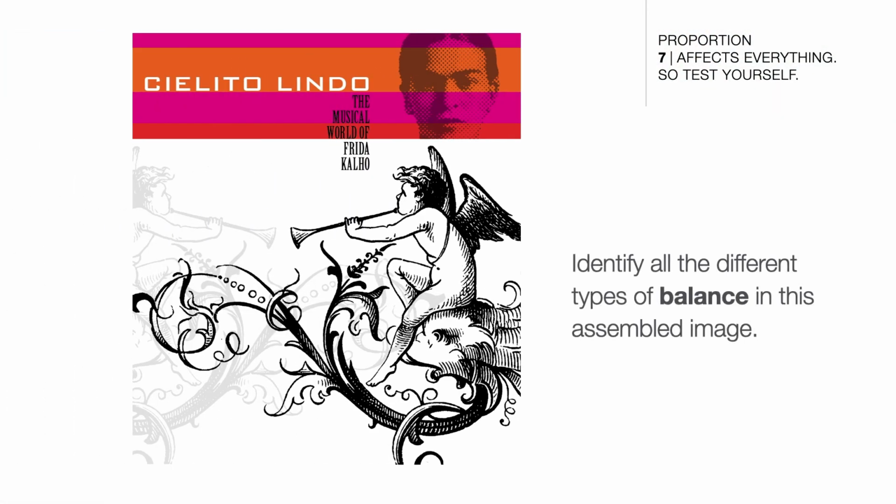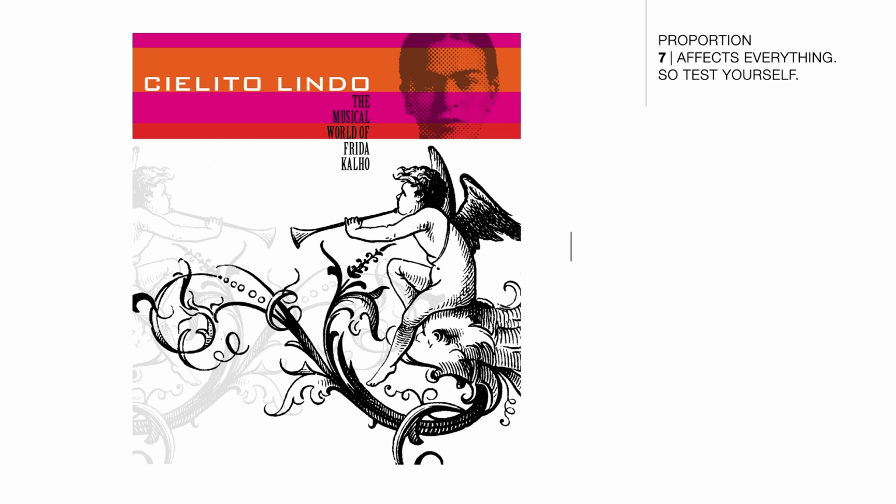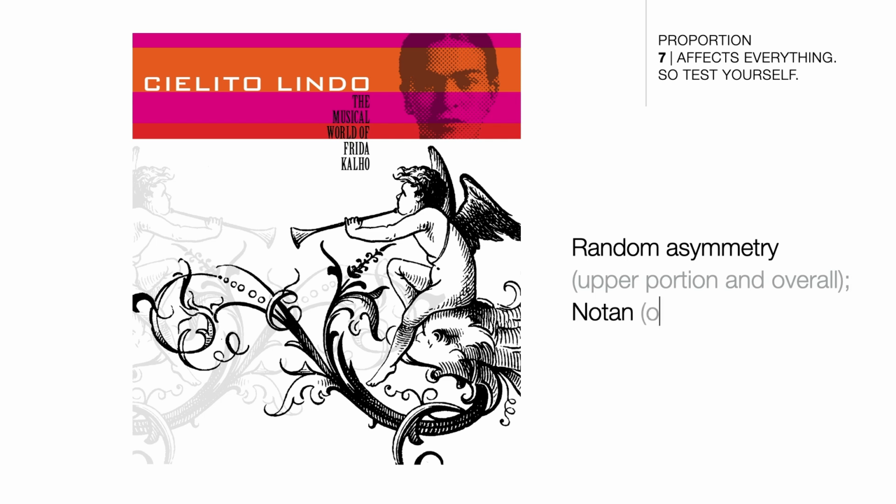Identify all the different types of balance in this assembled image. Asymmetry in the upper portion and overall. Overall balance where neither upper or lower half dominate.